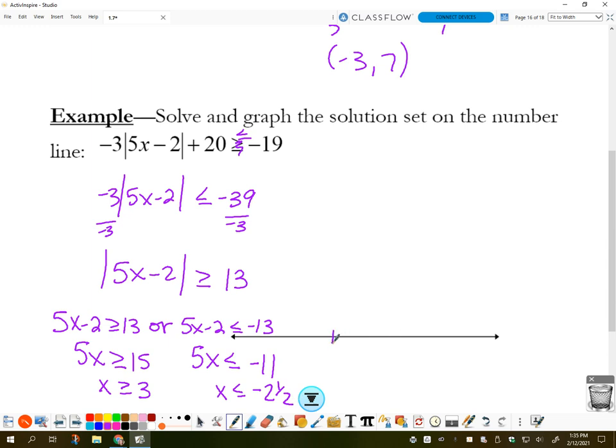So, -2, let me move that over. I have my head in the way and I can't really see what I'm doing.